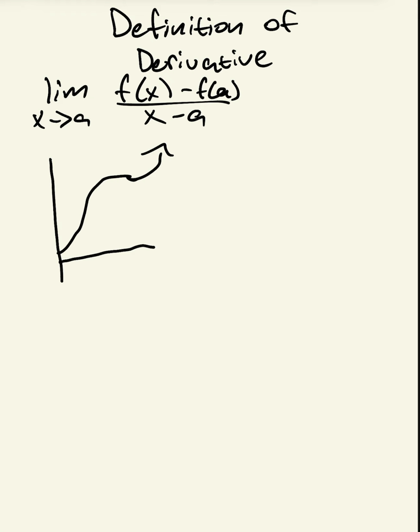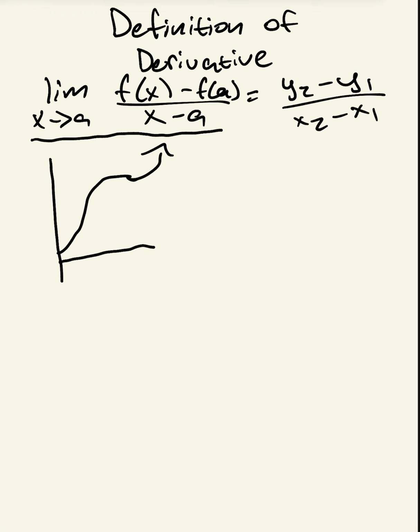So let's look at this general equation here, the definition of a derivative, okay? What if I told you it was equal to y2 minus y1 over x2 minus x1? Now that looks familiar, right? Now that is the general slope equation. Now if you knew what difference quotient is, that would look pretty similar here too.